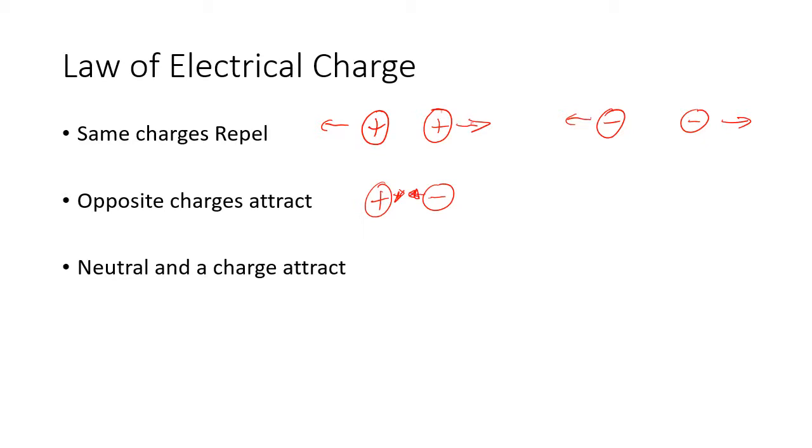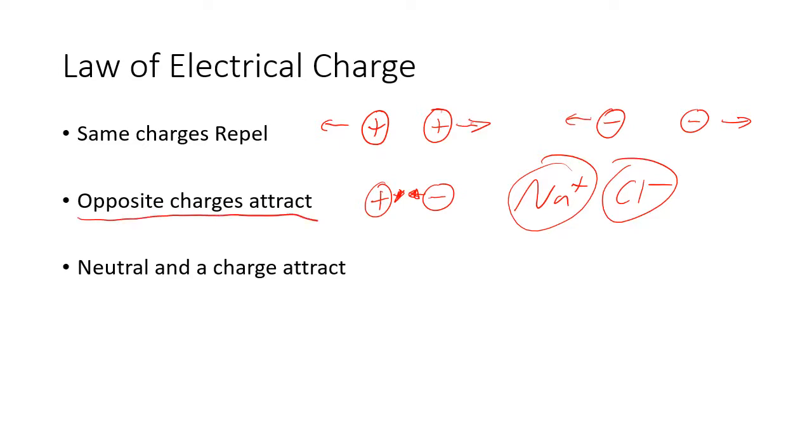This is a huge portion of chemistry and ionic bonding. That's why sodium, Na+, is attracted to chlorine, Cl-, because it's a positive and negative charge. And that is the whole basis of ionic bonding, that opposite charges attract. Okay?